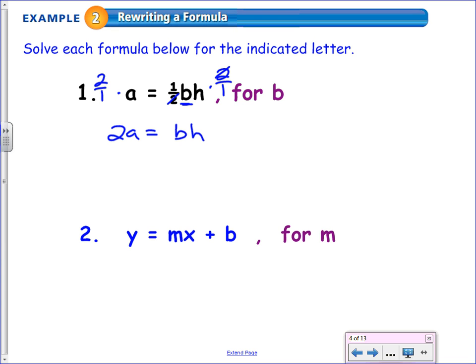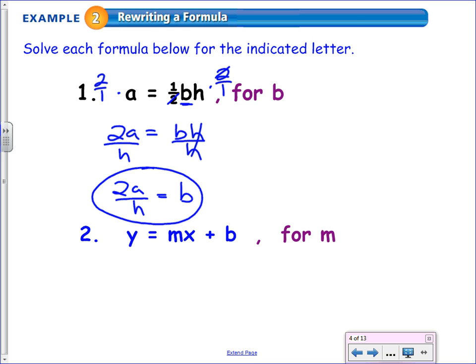Now again, I have to solve for b, and I'm going to do the inverse operation. b times h, the opposite is division. So I'm going to divide both sides by h. So that's going to leave me with the answer of 2A divided by h equals, my h's cancel off, b. Okay, so there is my answer.